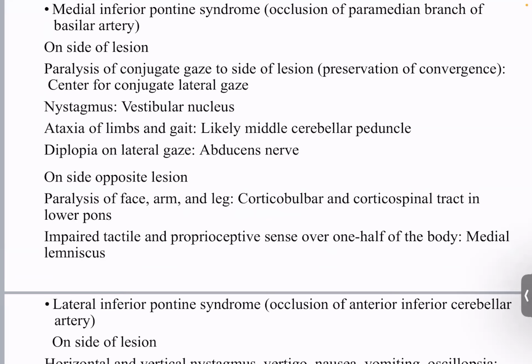Medial inferior pontine syndrome, as you all know, is a medial syndrome. Again, the motor corticobulbar and corticospinal tracts are involved, so there is paralysis of face, arms, and legs on the opposite side. Then we have medial lemniscus involvement, so impaired tactile and proprioceptive sensation over the opposite half of the body. Then we have motor cranial nerve involvement.